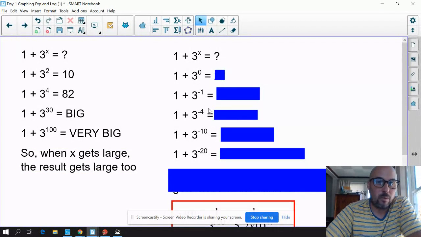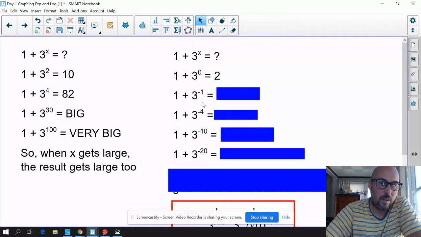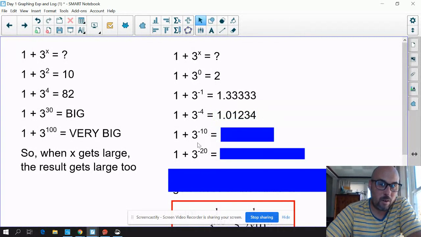What about when x gets really small? So starting with 0, remember 3 to the 0 is 1, so 1 plus 1 is 2. 3 to the negative first is a third, so 1 plus a third is 1.3 repeating. 3 to the negative fourth is 1 over 81, so 1 plus 1 over 81 is 1.01234. 3 to the negative 10th is 1 over 3 to the 10th.